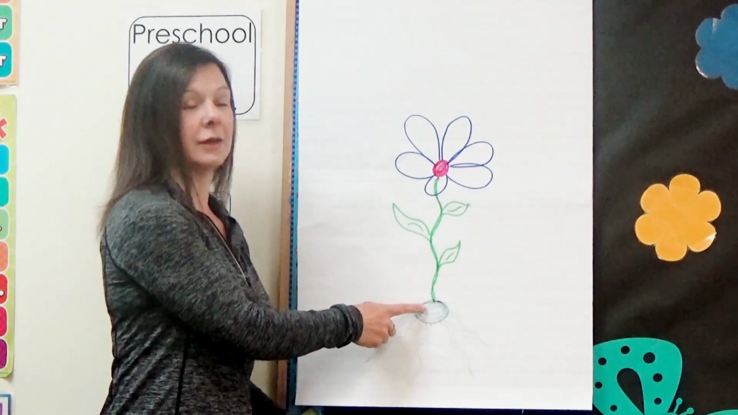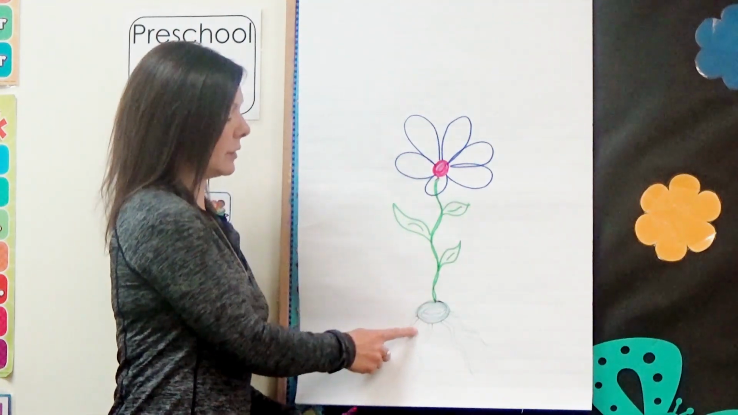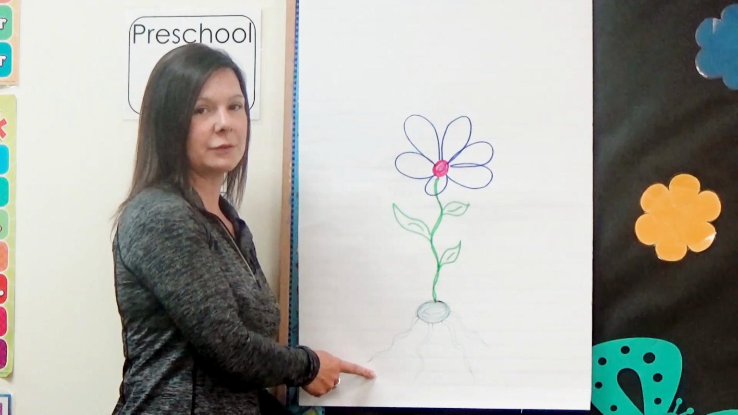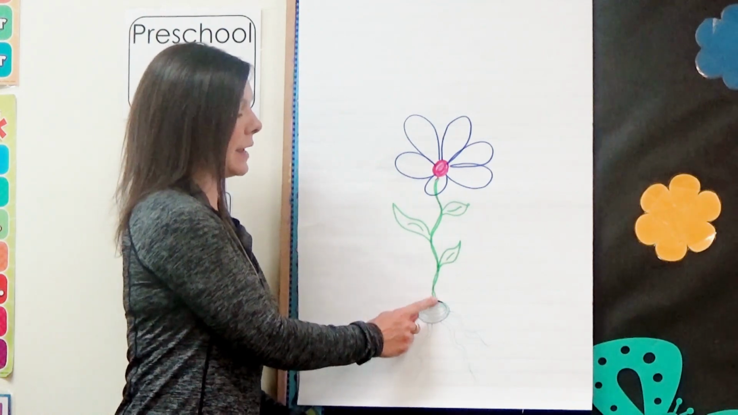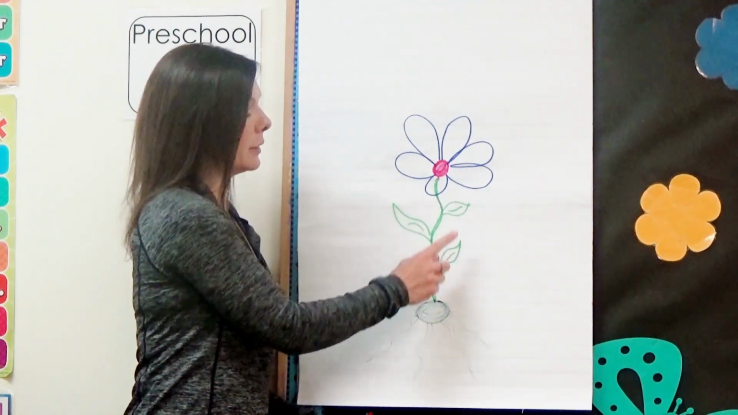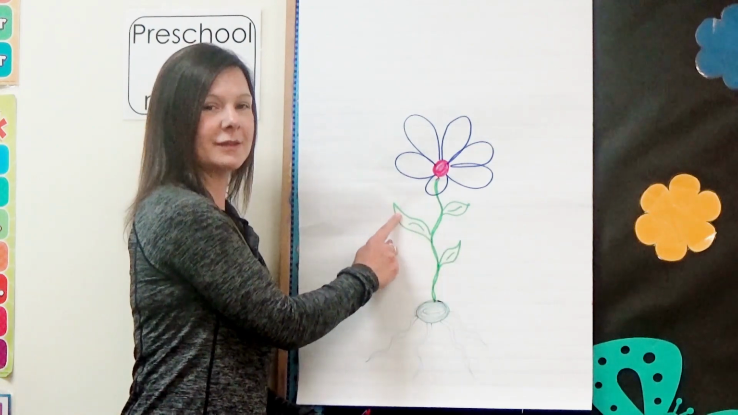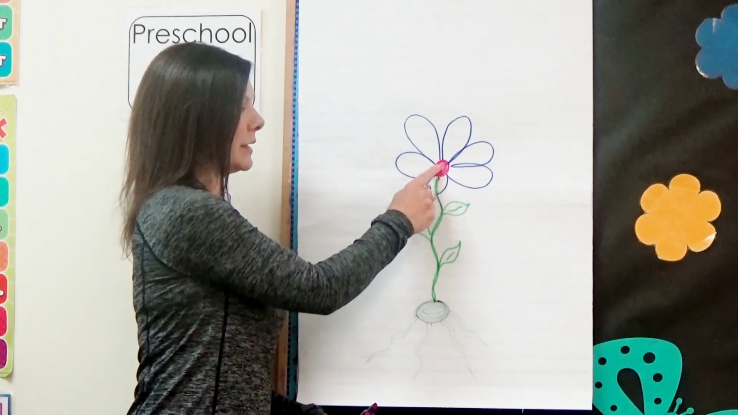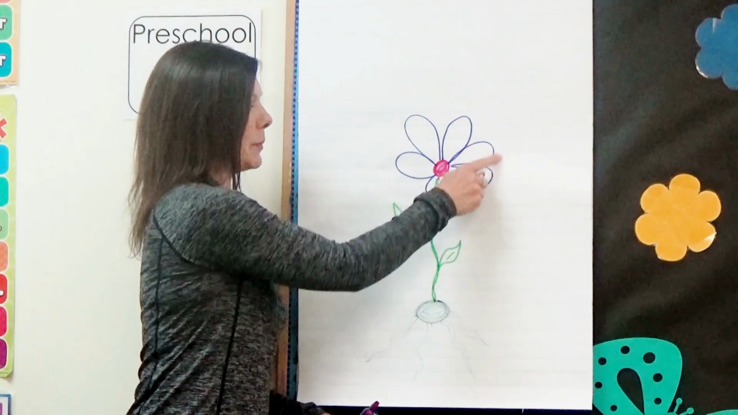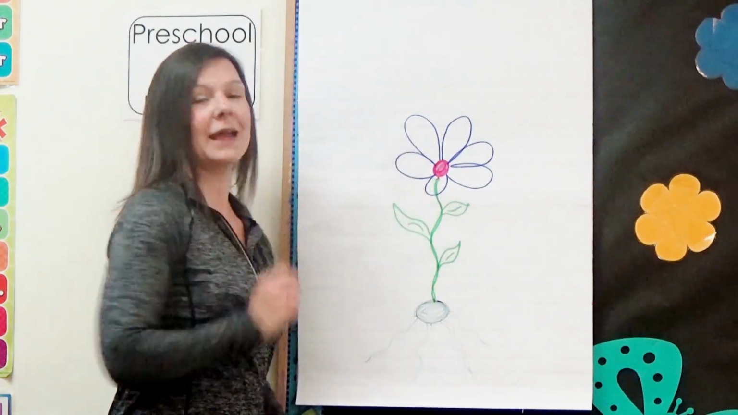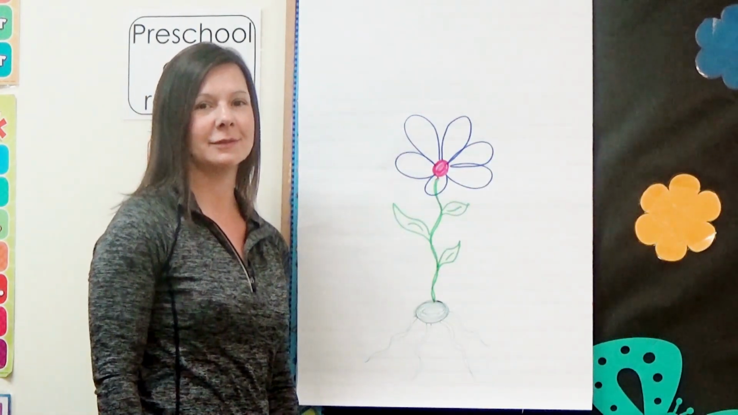So we have our seed. It starts to push down into the soil with its roots. The stem grows up. The leaves come off to the side. And here's my seed and my petal. There are parts of our plant.